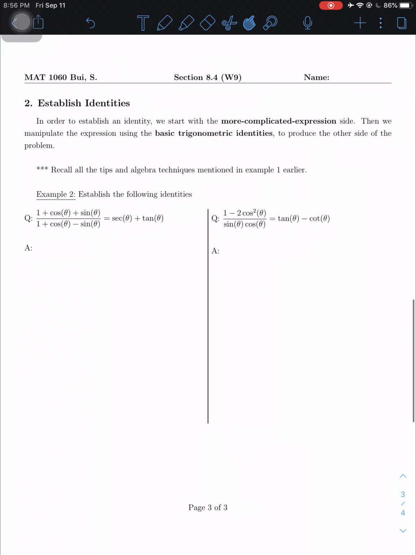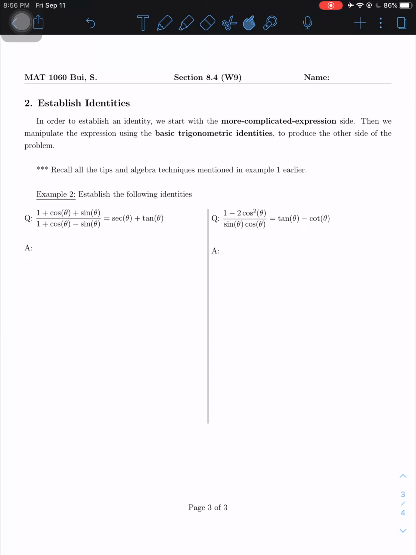Now, establish the identities. Okay, in order to establish an identity, we start with the more complicated expression side, and then we're going to manipulate it, control it, and try to turn it into something that looks like the other side, okay? And how can we do that? Well, we have all the identities from the first page, right? So keep in mind all of those identities, okay? If I were you, I'd print it out and put it in front of me, so that I have it ready with me, okay?